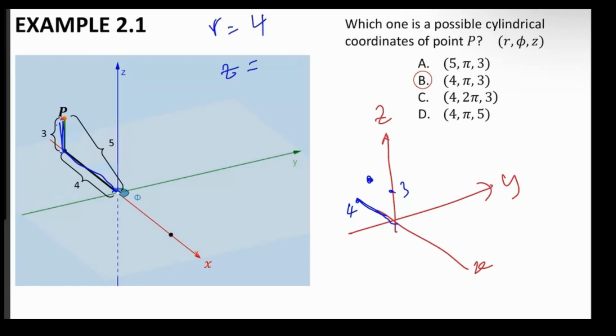Z is equal to 3. And phi is the angle from the x-axis to that point. The angle is here, so the angle is equal to pi. So the answer will be B: r equal to 4, phi equal to pi, and also z equal to 3.